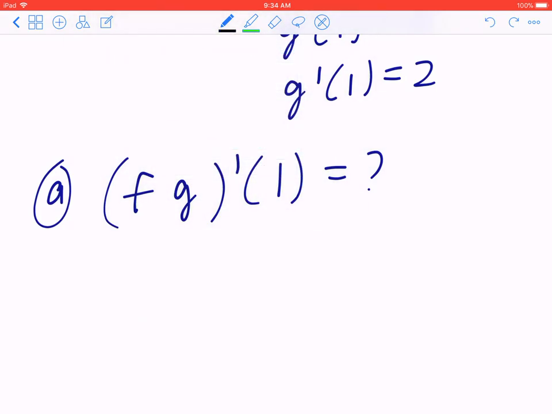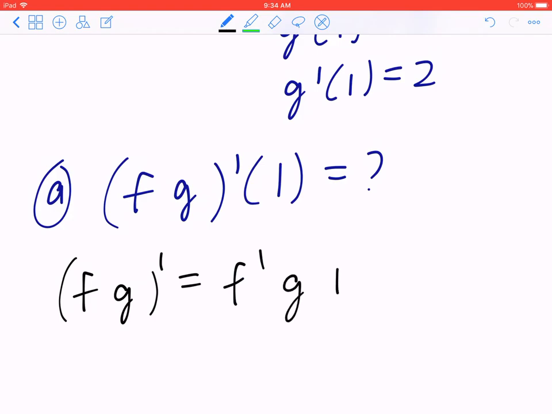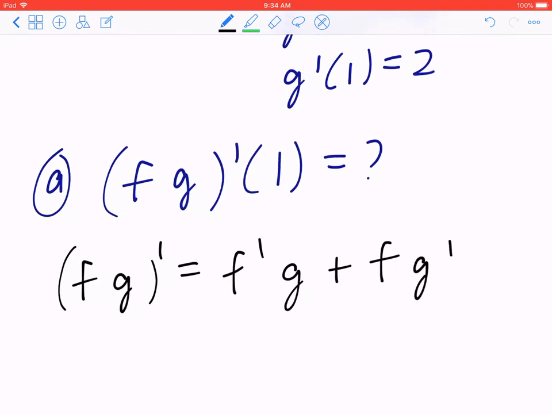Step 1. Because there's the product of f and g, you have to start with the product rule. So (f g) prime equals... And you break this down into 5 steps. Step 1, f prime. Step 2, you multiply this by g. Step 3, plus. Step 4, copy f. And the final step, step 5, multiply by g prime.